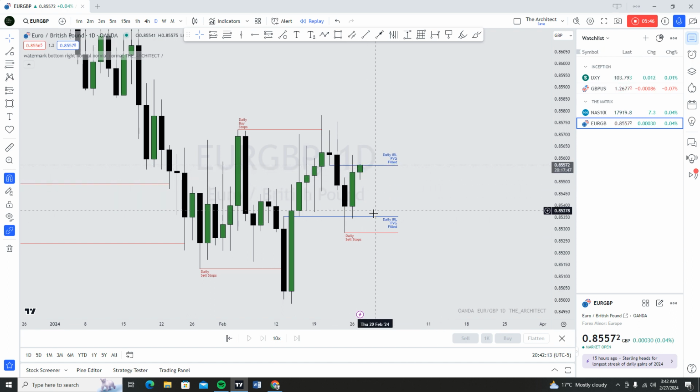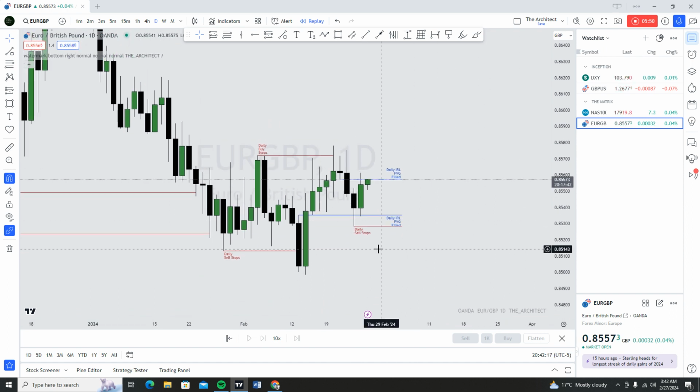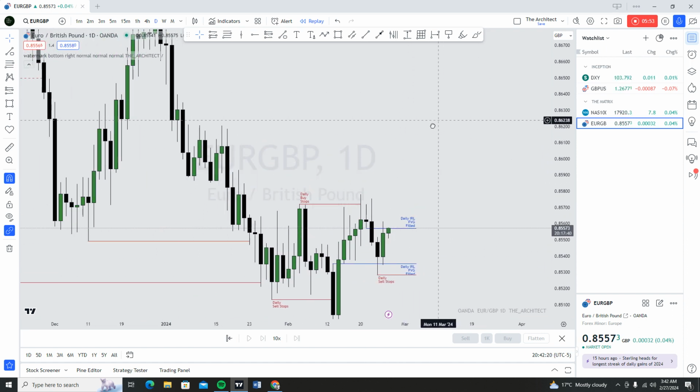So at the moment, by just following draw, following external, internal liquidity, we understand that on the daily time frame, there's a likelihood of having to take these sell stops out first, right? Before looking at an idea that is bullish.